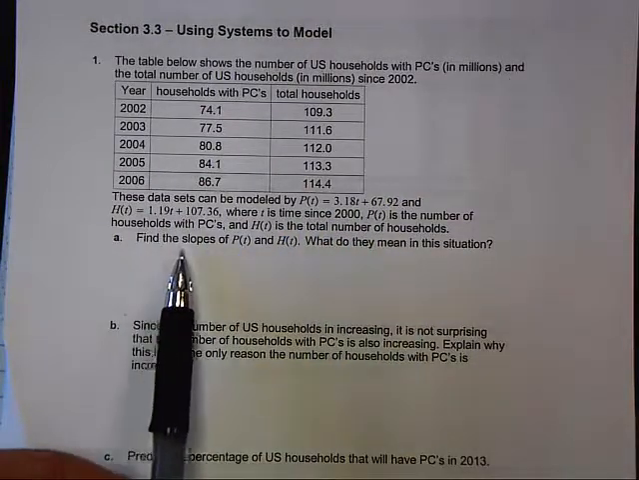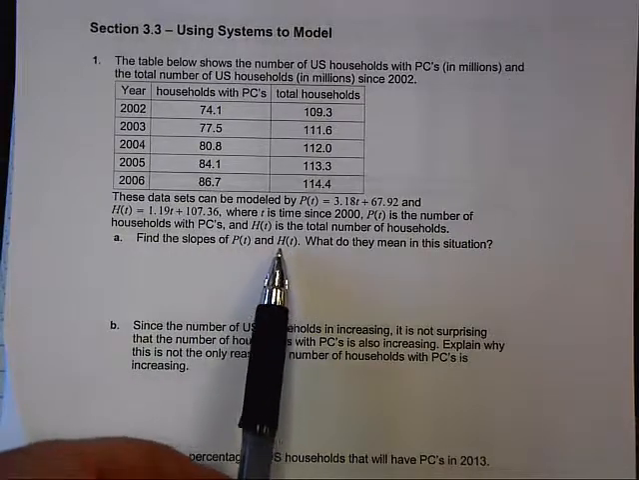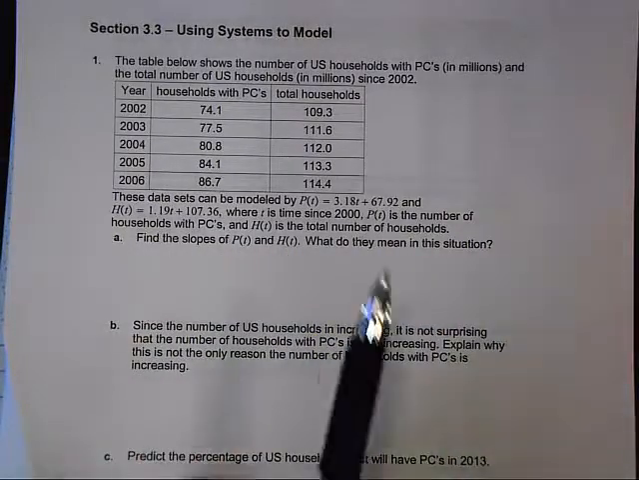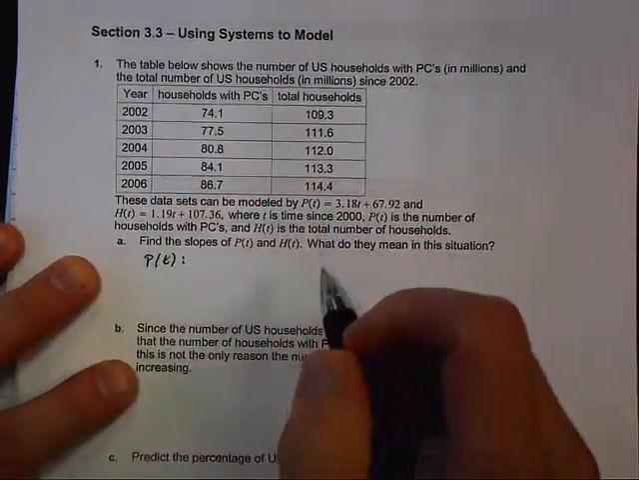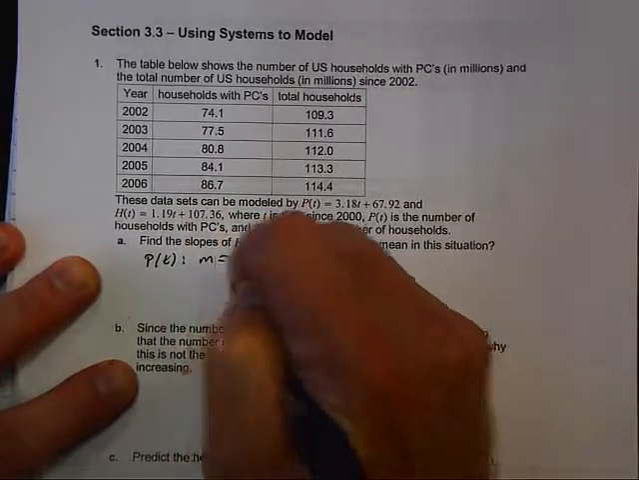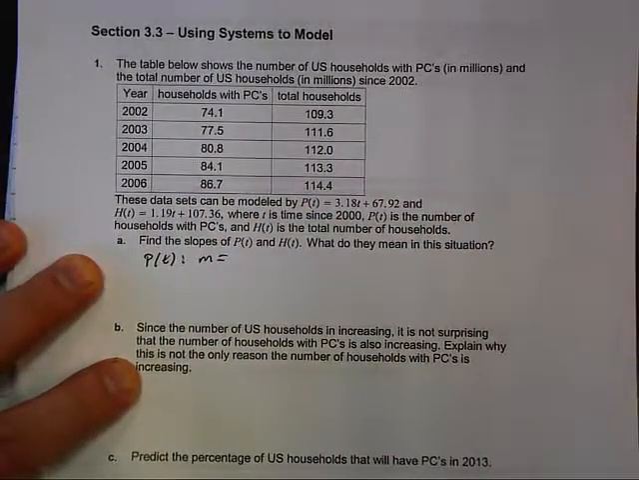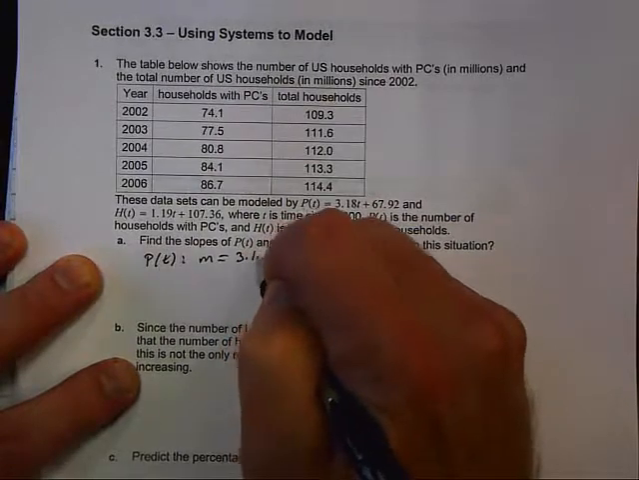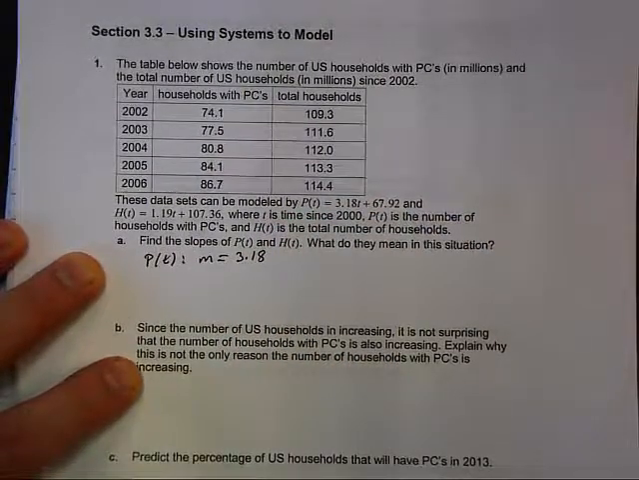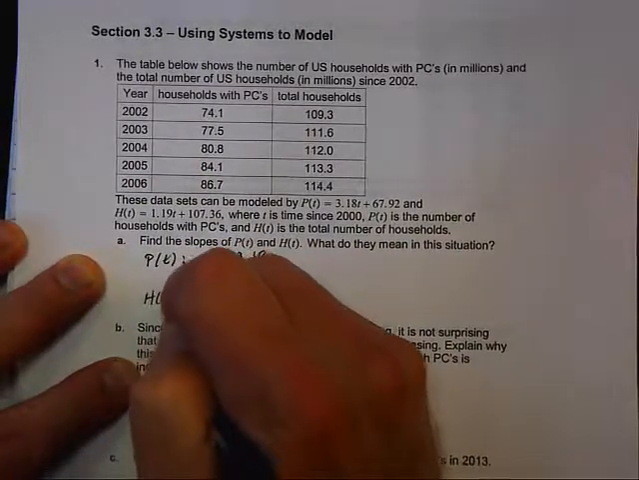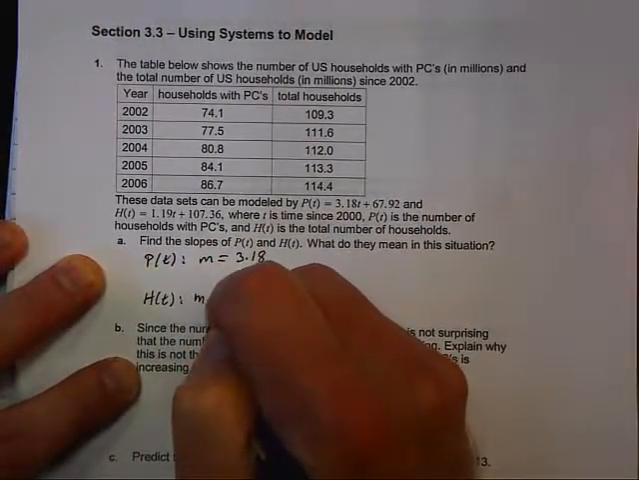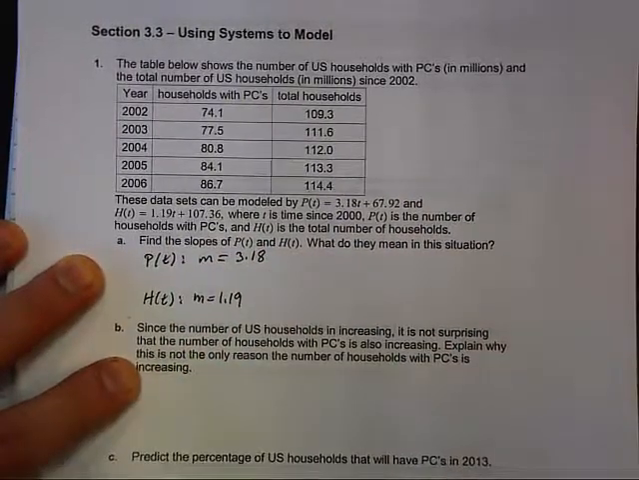Part A. Find the slopes of P of t and H of t. What do they mean in this situation? All right, so for P of t, what's the slope? Slope is 3.18. How do you know that's the slope? Because it's in mx plus b form, and that's the m number, correct. And how about for H of t, what's the slope? 1.19. Same reason. This is in mx plus b form.